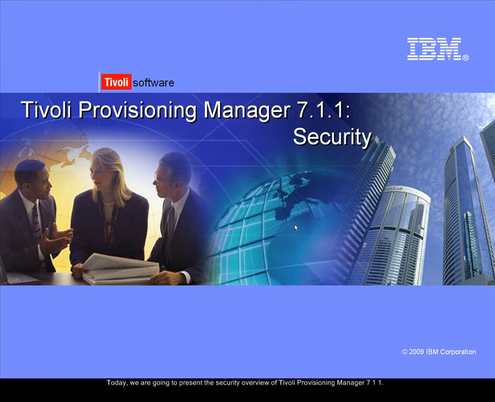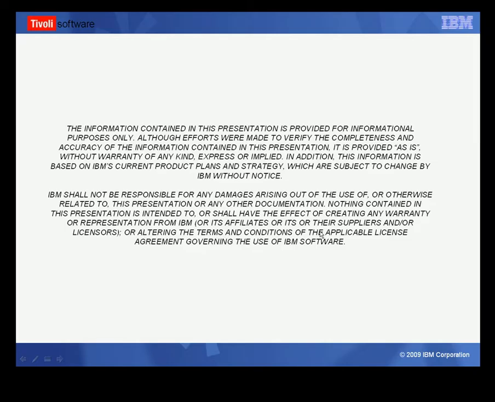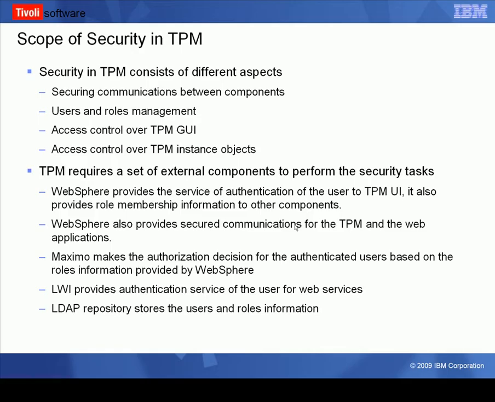Today we are going to present the security overview of Tivoli Provisioning Manager 7.1.1. TPM security consists of different security layers, including secured communications between external components, access control to the TPM UI and instance objects, and user and group management.